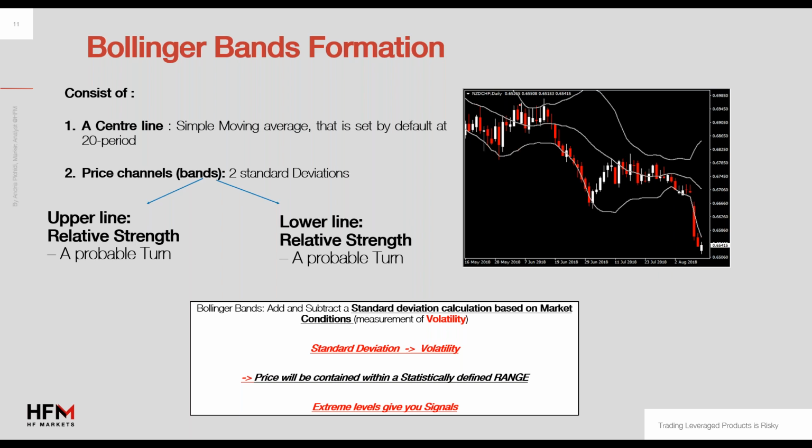To be more precise, it consists of three lines: the upper one, the lower one, and the middle one. What is the middle one? It's simple, a simple moving average, a 20-period moving average, nothing else. Using two standard deviations of the middle line, we get the upper and lower lines. The upper line is two standard deviations above the middle line, and the lower line is the 20-period moving average minus two standard deviations. That gives us a lower line and an upper line.